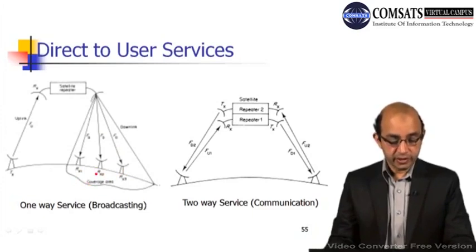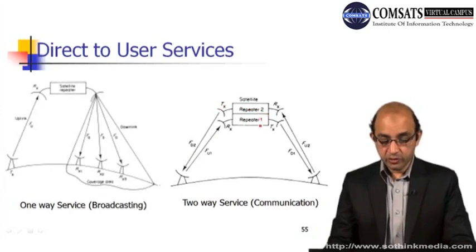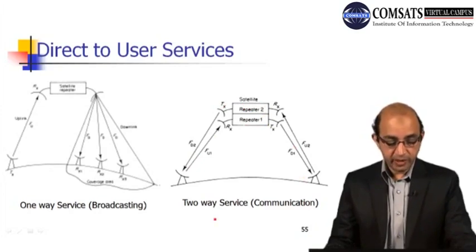targets onto the Earth. And here we have two-way services, right? We can have uplink and downlink, repeater 2 and repeater 1 satellite. So you can see that here we have two-way communication, and here we have one-way communication.